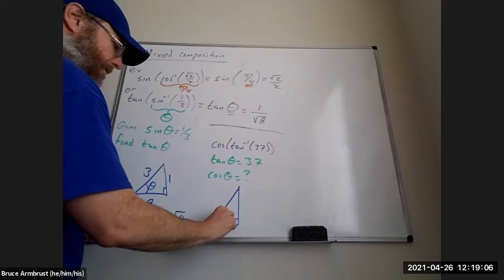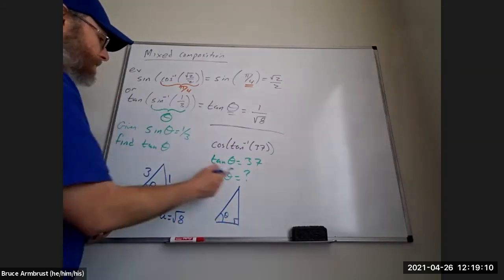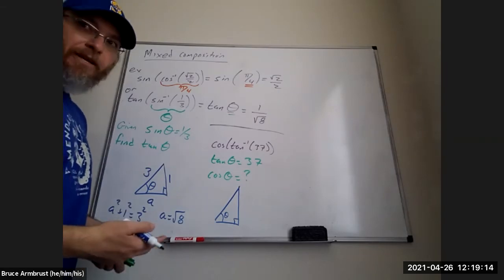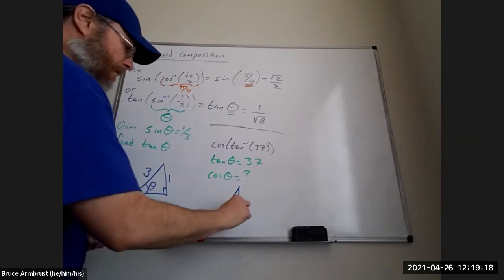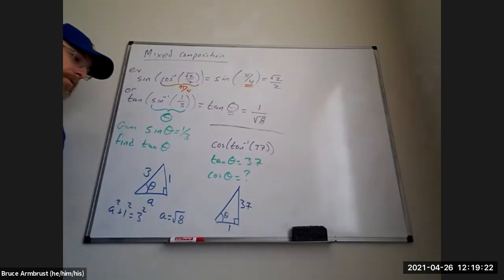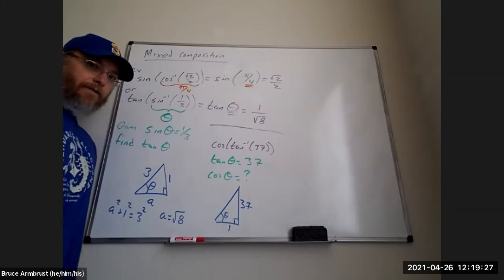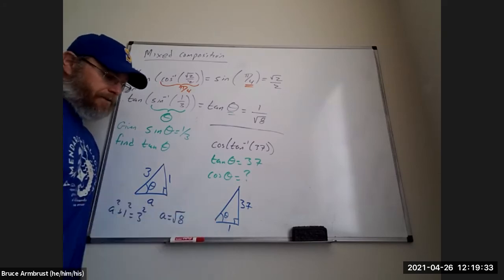Tangent is opposite over adjacent. Now, I don't have a fraction. I have just 37. But remember, you can make any number a fraction. You just slap it over 1. So I've got 37 and 1 as those two sides. But if I want cosine, I need to know the hypotenuse.